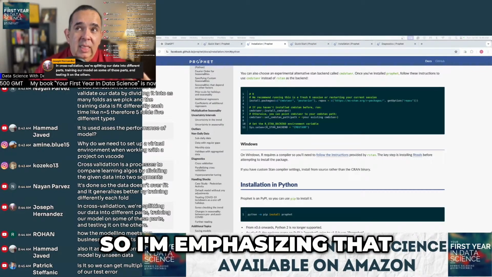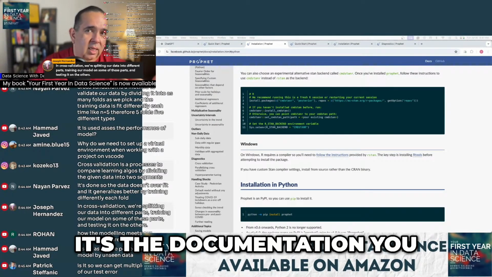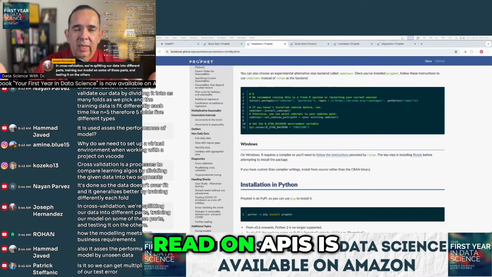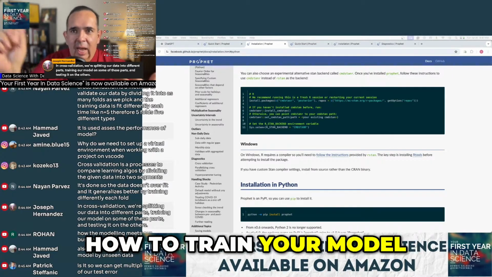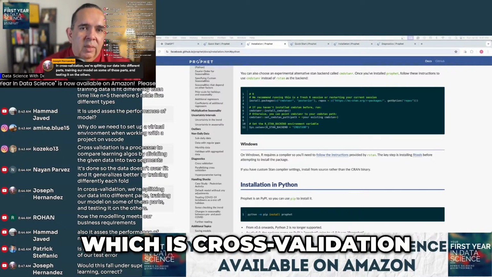So I'm emphasizing that because that's why it caught my eye, right? The documentation you read on APIs is not always going to say how to train your model, right? They're going to call it by its proper name, which is cross-validation.